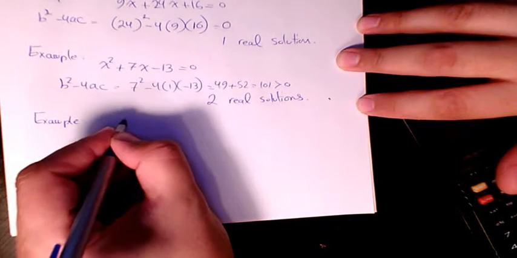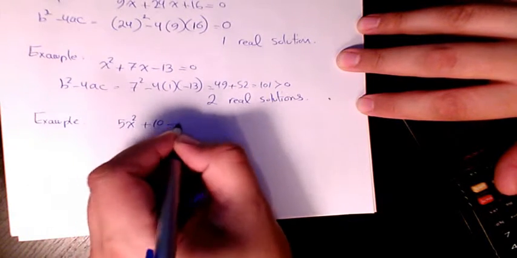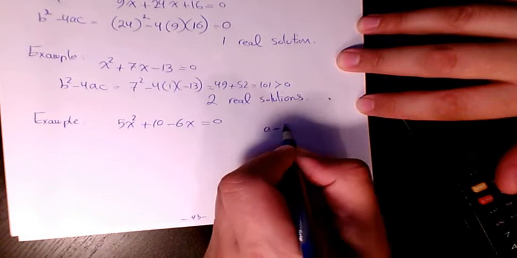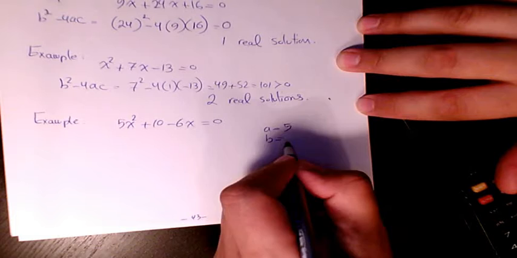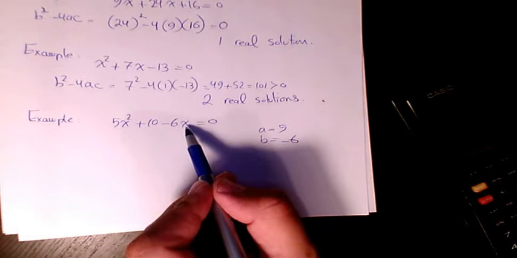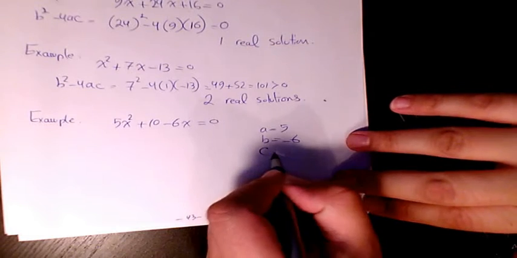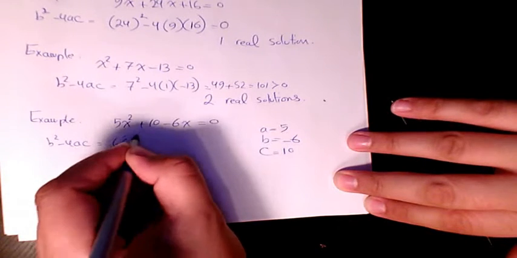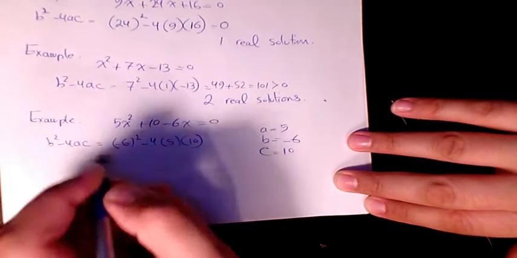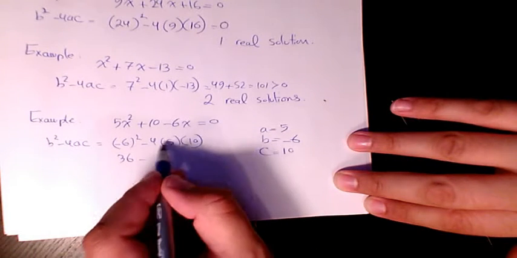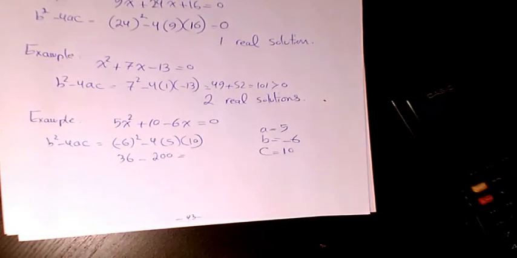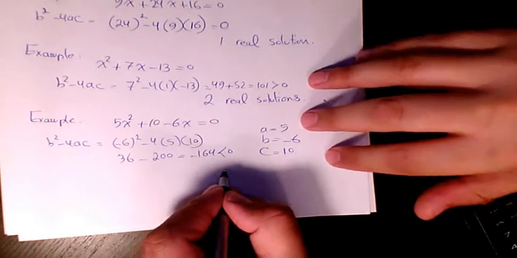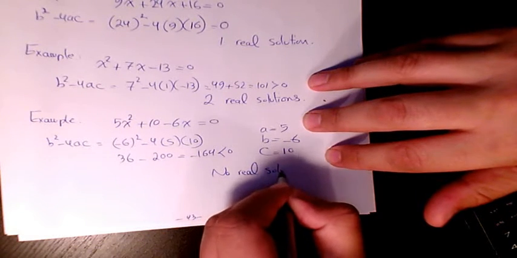We have 5x squared plus 10 minus 6x equals 0. So here a is 5, b is negative 6, so be careful about it. That's the coefficient for x. So b is negative 6 and c is 10. So b squared minus 4ac is negative 6 to the power of 2 minus 4 times 5 times 10. So 36 minus 200. That will be negative 164, which is less than 0, and we have no real solution.